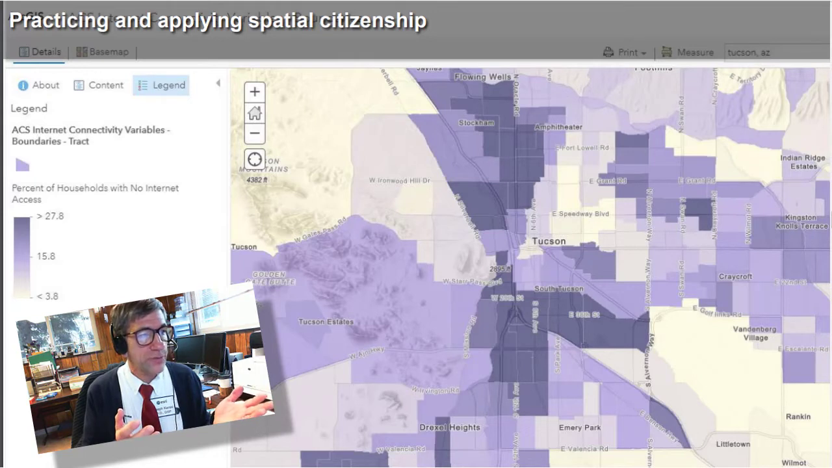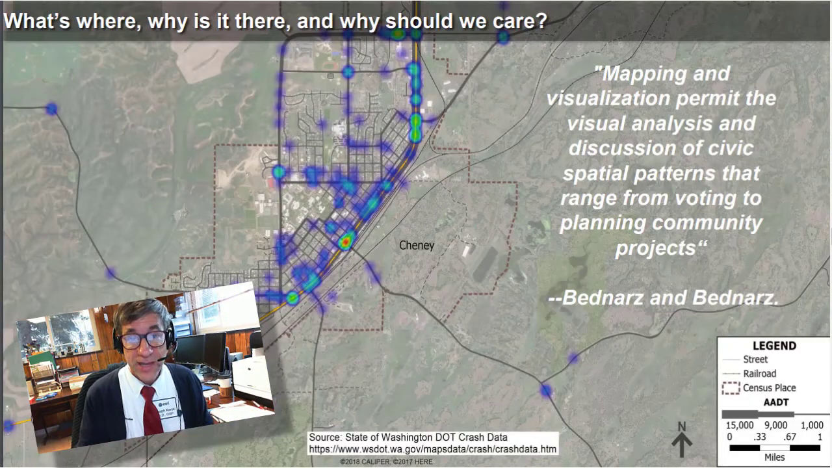Here, what are the patterns of households in my city with limited or no internet access? What is the relationship of those patterns to housing, age, median income, diversity, and other variables? Why does it matter, and what can be done about it? Said in another way, what's where, why is it there, and why should we care? About traffic accidents in my community, for example.